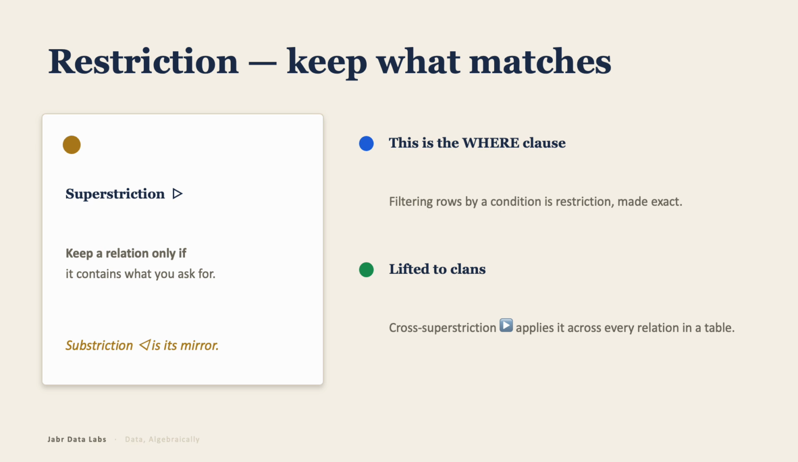It keeps the rows that match and drops the rest. And when we lift it to a whole clan, cross superstriction runs that same filter across every relation, every row in the table. This is filtering, precisely defined.